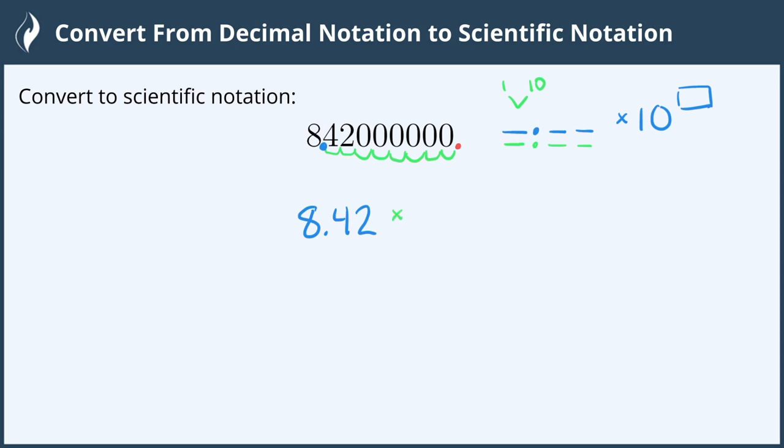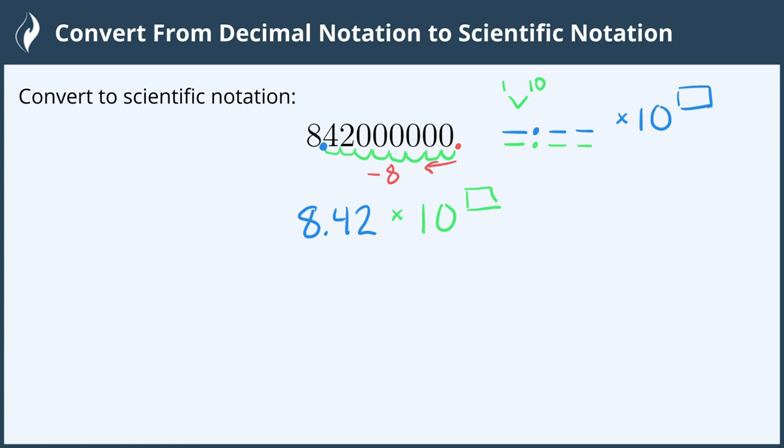Now I multiply this by 10, and I raise it to some power. And that power is told to me by the number of place values we moved the decimal. We moved the decimal 8 place values to the left. This is in the negative direction. So I moved 8 place values left or -8.